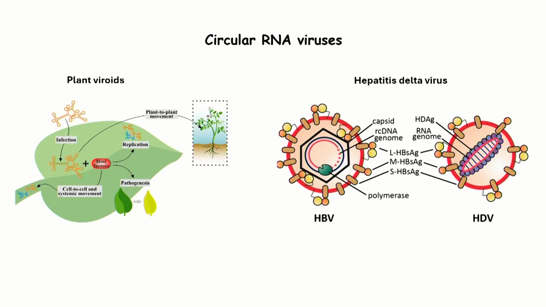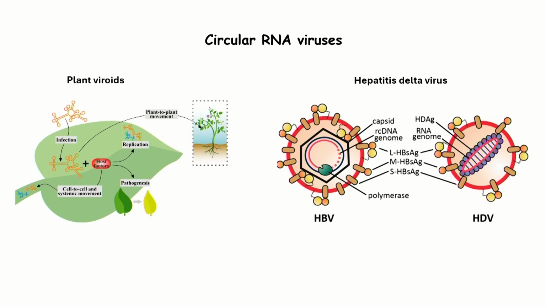Well, what we do know is there are two circular RNA viruses that can infect cells. First of all, there are plant viruses. They're called plant viroids. These are tiny, naked circular RNAs that can infect plant cells, and they kill the plant. And they also can go from one plant to the other plant.